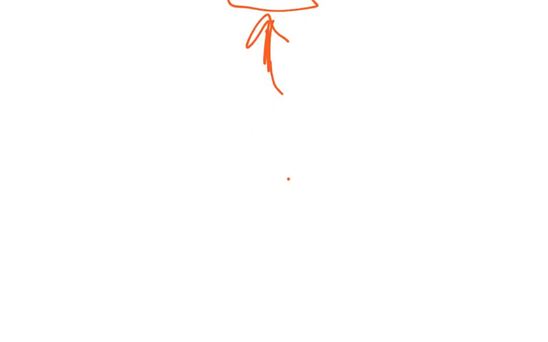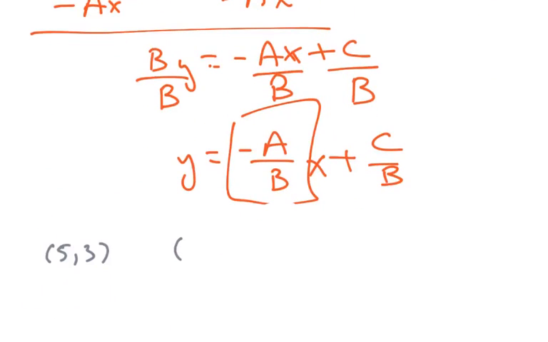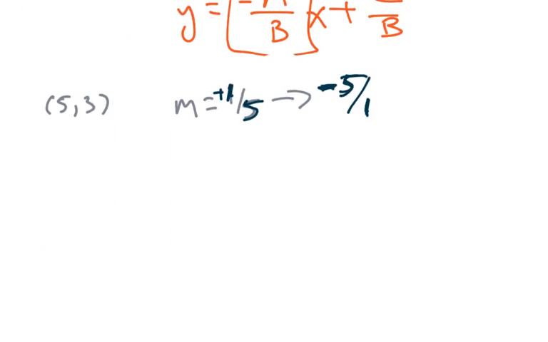Okay, still got some work to do. So the next bit, we know that it goes through the point (5, 3), and we're looking for the slope perpendicular to 1/5. So remember, if the original slope is 1/5, perpendicular lines have opposite reciprocal slopes, so now it's negative 5 over 1. Opposite means that if it's positive, it's now negative. Reciprocal means if it's 1 over 5, you flip top and bottom, you get 5 over 1. All right, so now I'm ready to rock and roll.